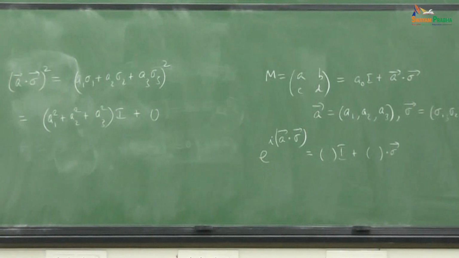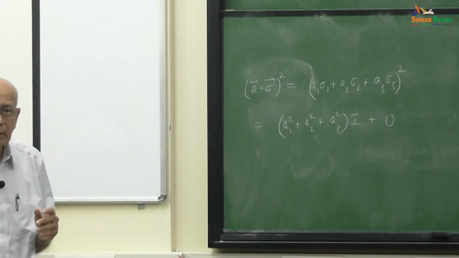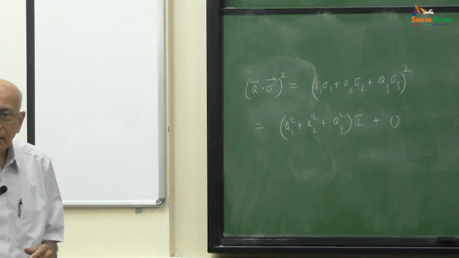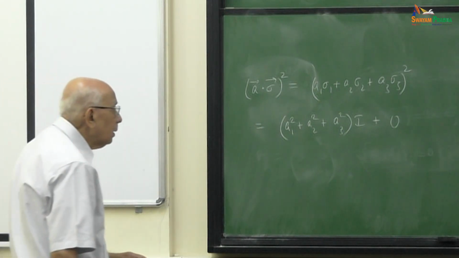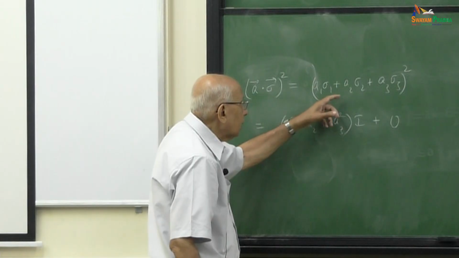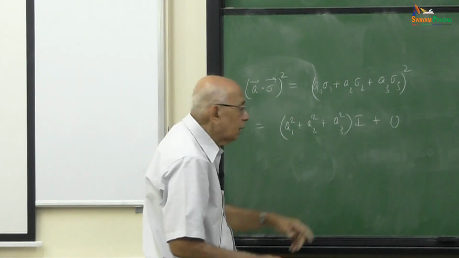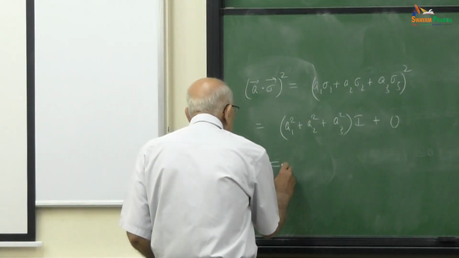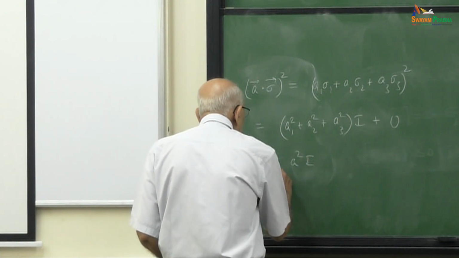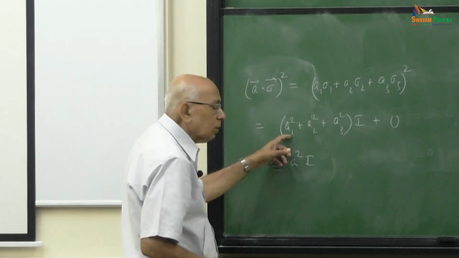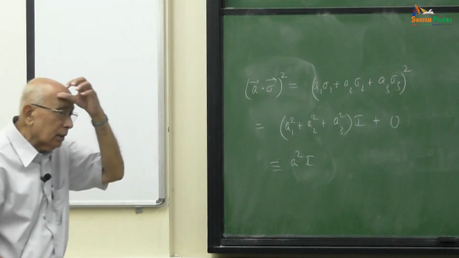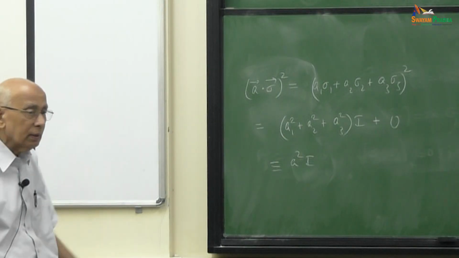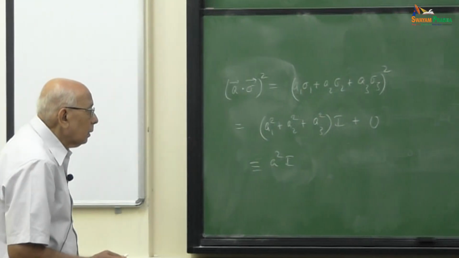A plus B the whole squared, if A and B are matrices, is A squared plus AB plus BA plus B squared. And in this case, AB plus BA turns out to be 0. a1, a2 are just numbers. So the anti-commutator helps you to do this right away. And this can be written as a squared I. I define a squared to be a1 squared plus a2 squared plus a3 squared in the standard way in which the magnitude squared is equal to the sum of the components squared.